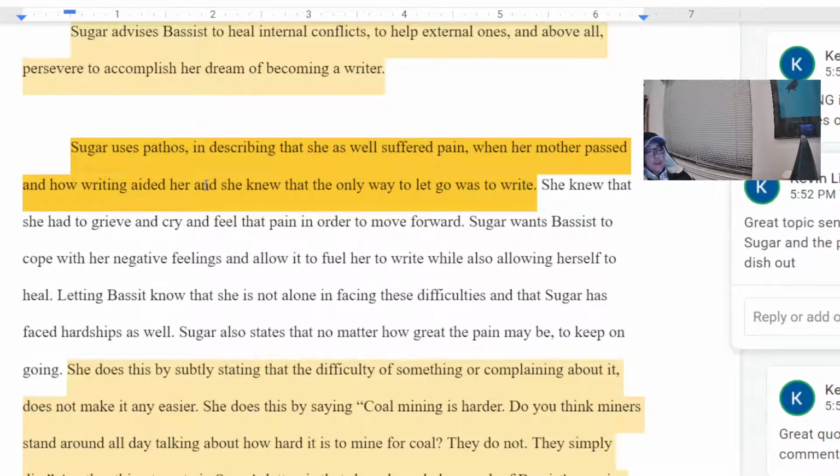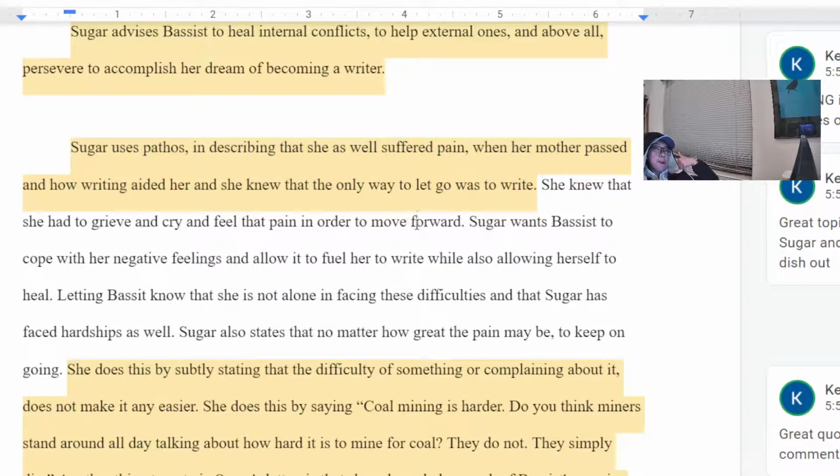Now, in the body paragraph, the student begins with this. "Sugar uses pathos." We got those Aristotelian modes over here. "Sugar uses pathos in describing that she as well suffered pain when her mother passed and how writing aided her, and she knew that the only way to let go was to write." So we have both the use of pathos, but at the same time, we also have a very clear intention of how she's using that pathos and what direction she's coming from, right? That she's also suffered, and she's going to speak from a perspective of empathy and sympathy as well here.